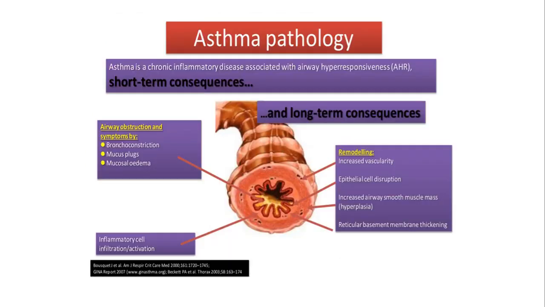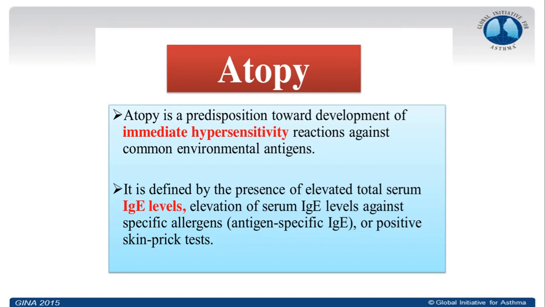So the pathophysiology of asthma is airway obstruction with symptoms: bronchoconstriction, mucus plug, and mucosal remodeling, increased vascularity of the bronchial airway, epithelial cell disruption, increased airway smooth muscle mass, hyperplasia, and reticular basement membrane thickening, in addition to inflammatory cell infiltration with activation.